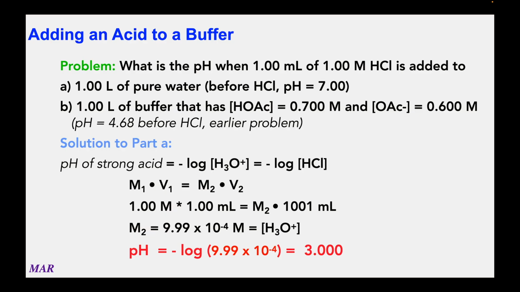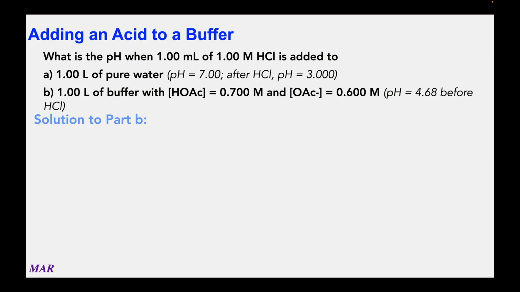So our 1 milliliter made the pH 7 drop to pH 3. Pretty heavy drop of pH. But again, this is the effect of strong acids. And again, non-buffered things will drop pretty fast if you have an acid added to them, or rise pretty fast if you add a base. But now let's do the same problem with our buffer.